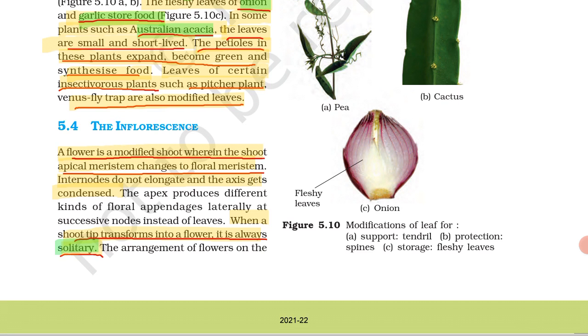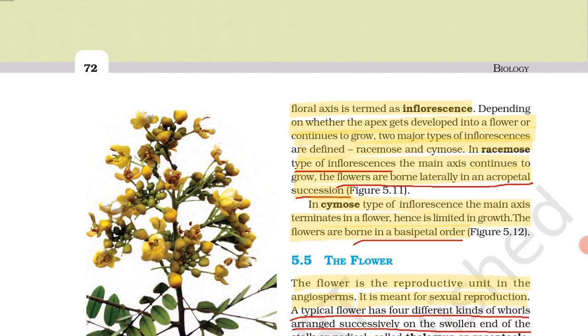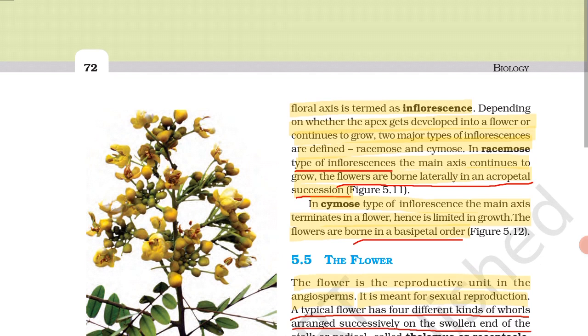The arrangement of flowers on the floral axis is termed as inflorescence. So what is meant by inflorescence? The arrangement of flowers on the floral axis is termed as inflorescence. Depending on whether the apex develops into a flower or continues to grow, two major types of inflorescence are defined: racemose and cymose.